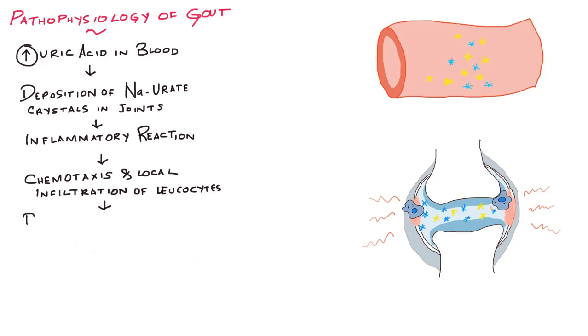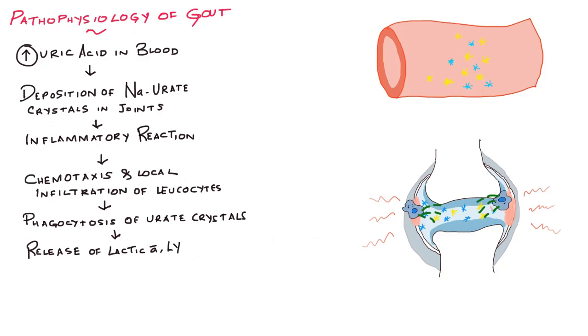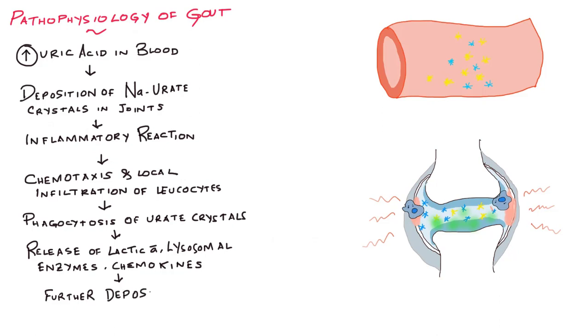These leukocytes now start phagocytosing the urate crystals in the joint, and that leads to release of further inflammatory materials from the WBCs, including lactic acid, lysosomal enzymes, and other chemokines. Particularly this lactic acid decreases the pH of synovial fluid and makes it more acidic. And in more acidic pH, there is even further deposition of uric acid crystals.